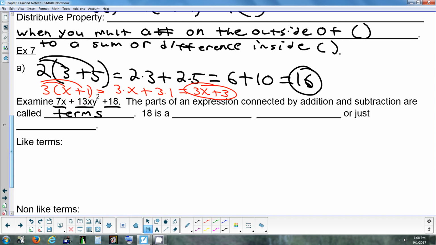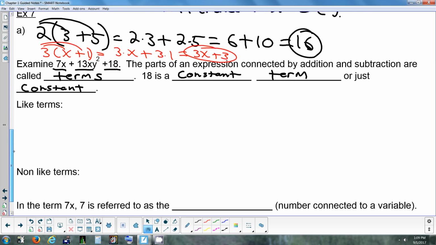Now, if you look at the first term, it has a letter. It has a variable. The second term has a couple letters. Does the third term have a letter in it? No, that's just a number. So we call that a constant term. A constant term, or you can also just say constant, is a term that doesn't have a letter in it.